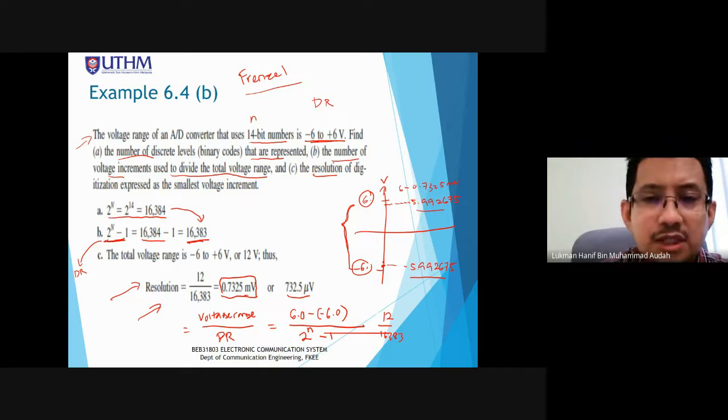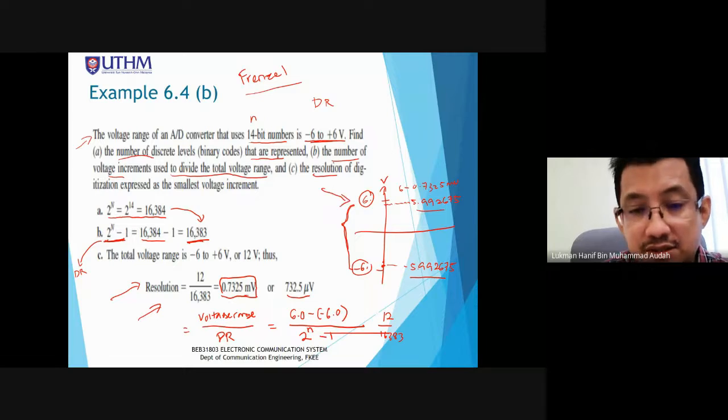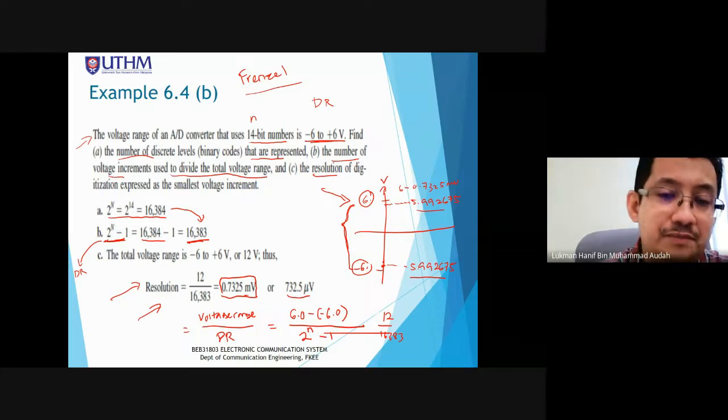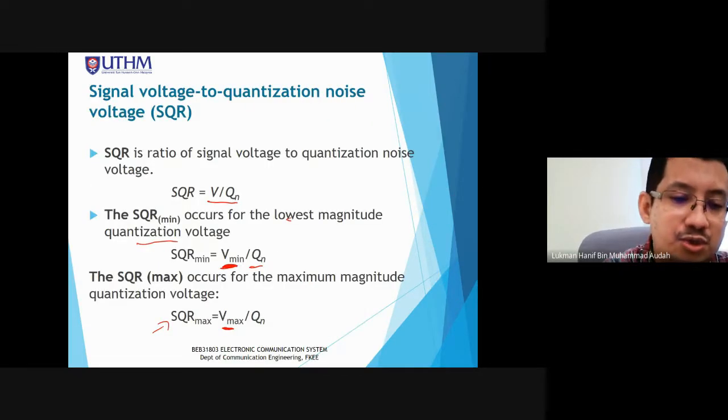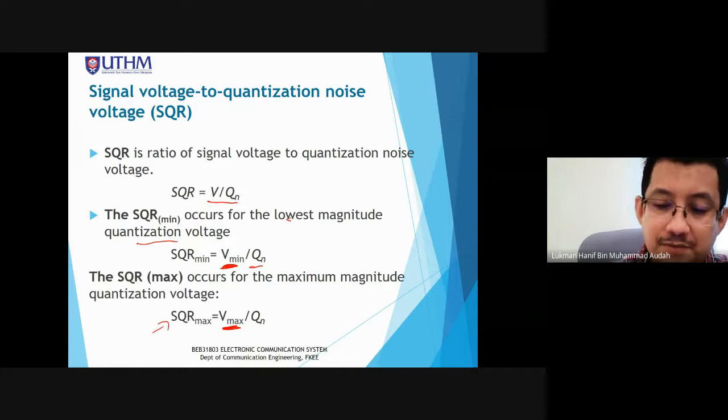Okay. So tadi dinyatakan Vmin adalah resolution, Vmax is the highest voltage. This is referring to, in this example, Vmax adalah bersamaan dengan 6 volt. Okay. So this is what I want to show is about this Vmax. Vmax is the highest voltage, which is 6 volt. Okay.